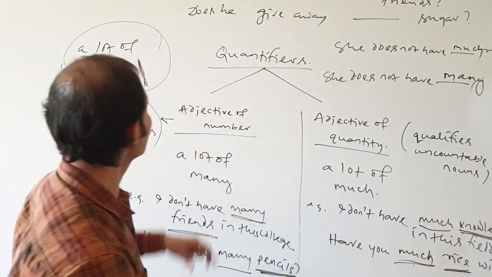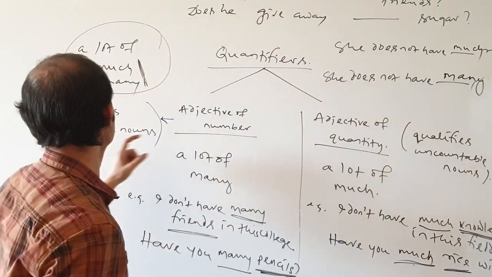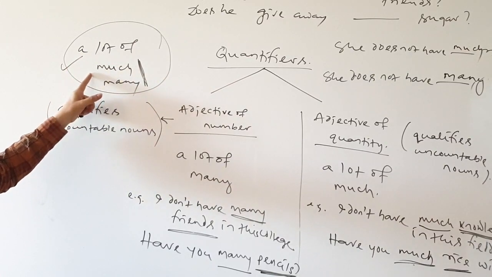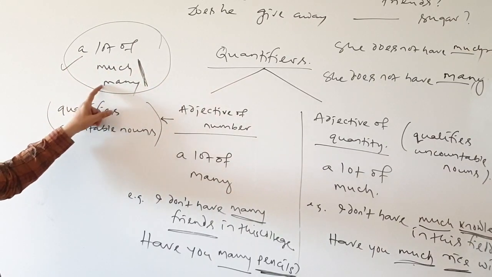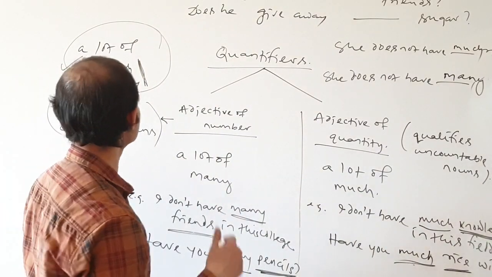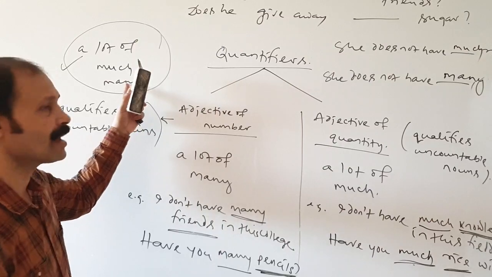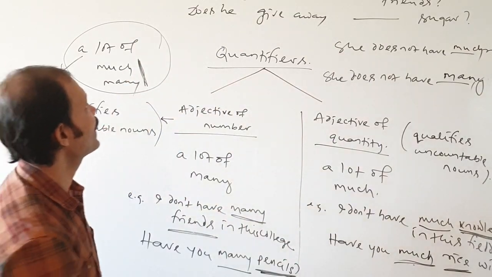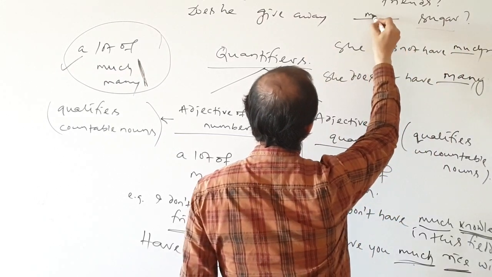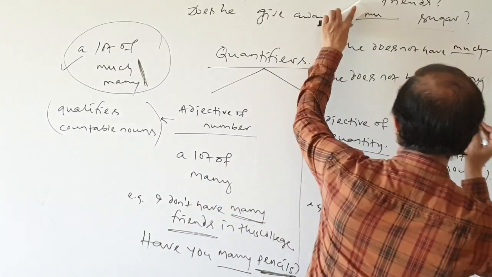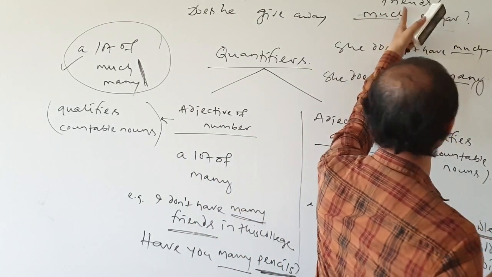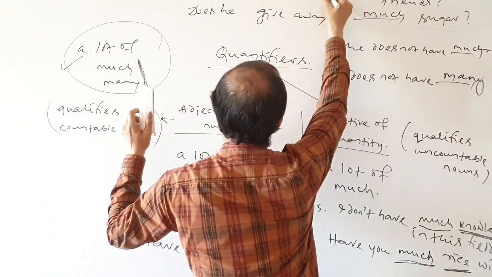Now, because the sentences are interrogative, you cannot supply a lot of, because you have to choose from these three. In this case, you have to supply either many or much. Then you have to check the nature of the noun. If the noun is countable, supply many. If the noun is uncountable, supply much. Here the noun is uncountable sugar, so you supply much. And this one is friends, which is a countable noun, so supply many.